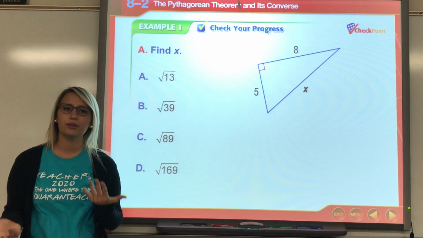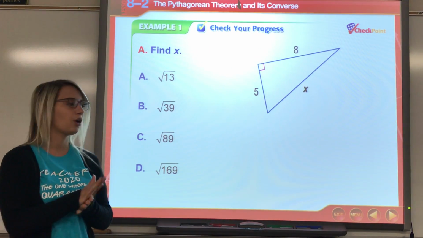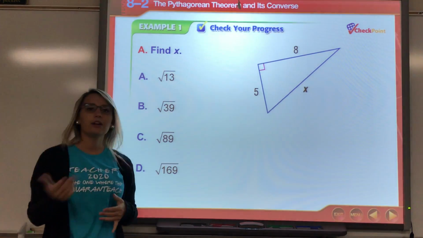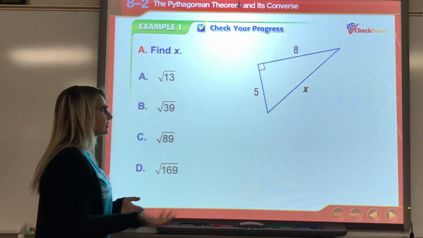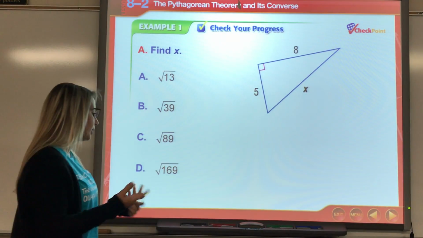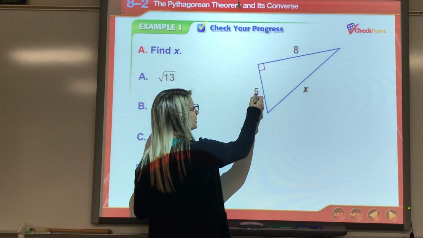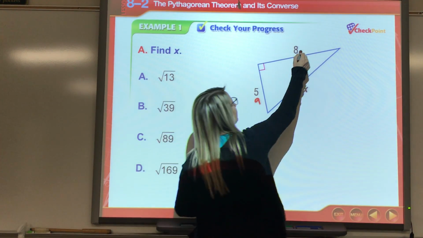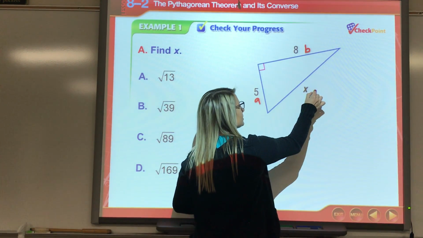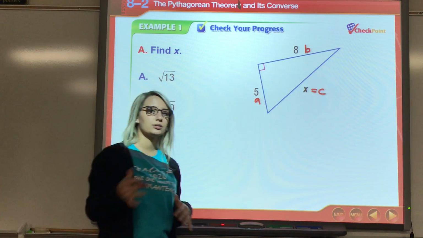Okay, pause your video here. You guys can work this out at home. Here we're trying to find the hypotenuse because that's opposite the right angle. So we can go ahead and plug it in. I'm going to call this 5 a, 8 b, and this x is our hypotenuse, so that's always c.